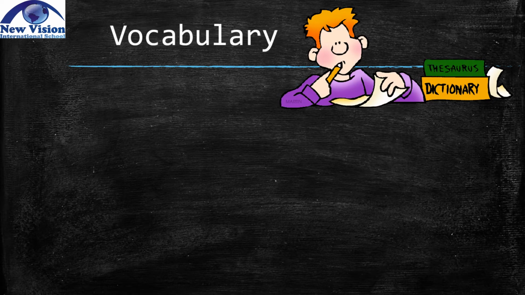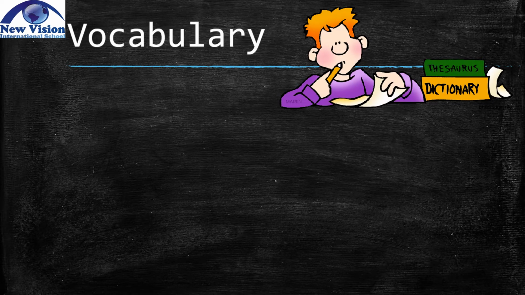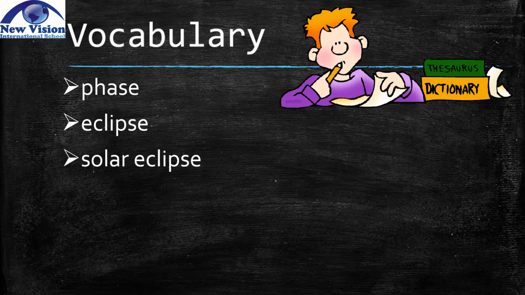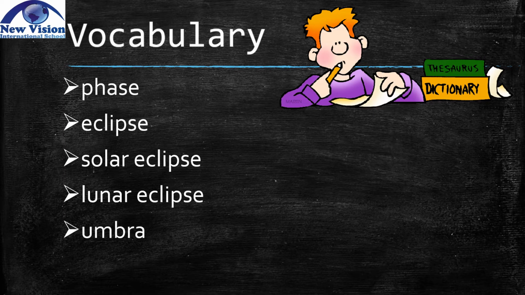Vocabulary words. At the end of the lesson, you will be familiarized with the following words. First, phase, eclipse, solar eclipse, lunar eclipse, umbra, and penumbra.